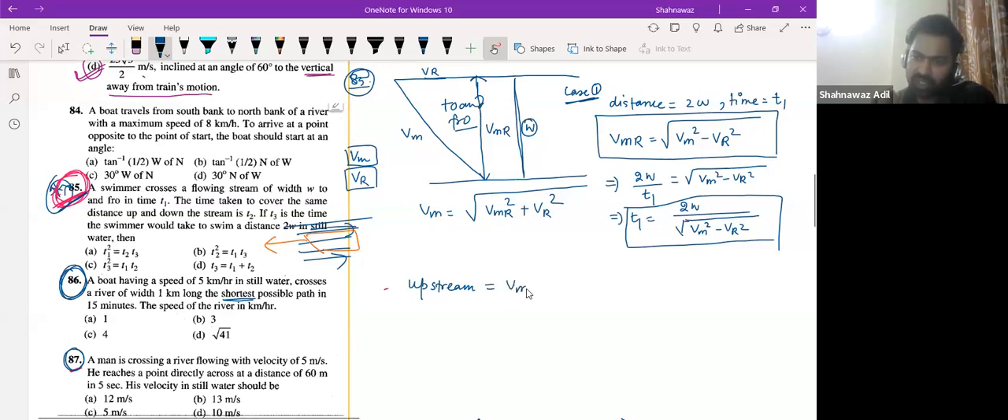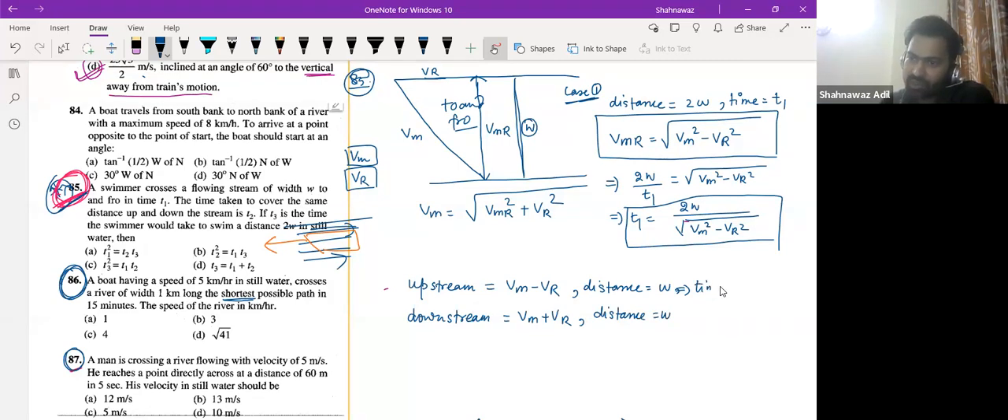So upstream, Vm minus Vr, right? And the distance is W. Okay, and then we have downstream. So downstream, what is the velocity? Vm plus Vr, distance is again W. So time in the upstream case is W by Vm minus Vr. Time in the downstream case is how much? W by Vm plus Vr.